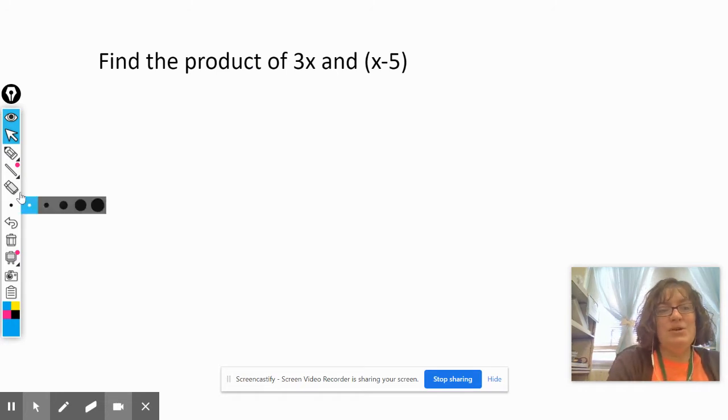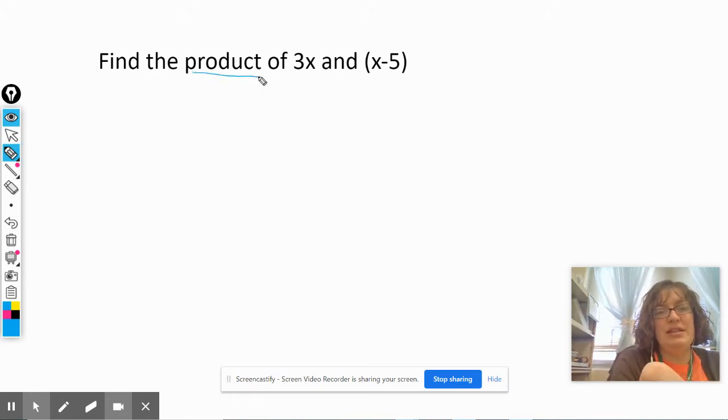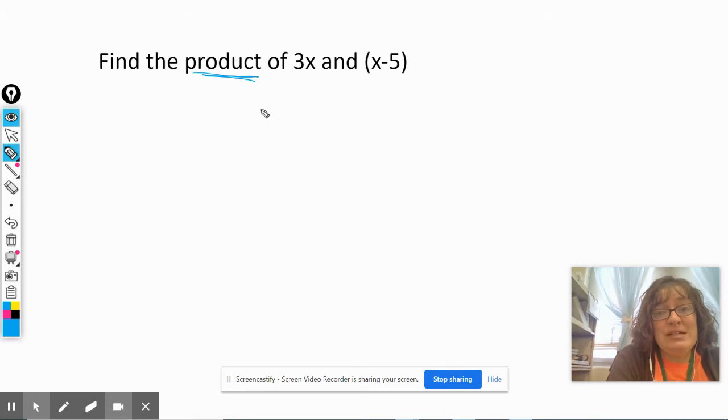All right, so the first question says find the product of 3x and (x - 5) in parentheses. So the first thing we have to make sure is we understand that product is the answer that we get when we multiply two things together. So this just means I'm going to take 3x times (x - 5).